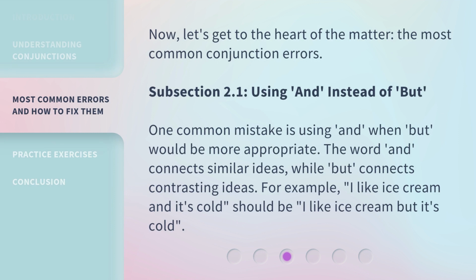Now, let's get to the heart of the matter, the most common conjunction errors. Subsection 2.1. Using and instead of but. One common mistake is using and when but would be more appropriate. The word and connects similar ideas, while but connects contrasting ideas. For example, I like ice cream and it's cold should be I like ice cream but it's cold.